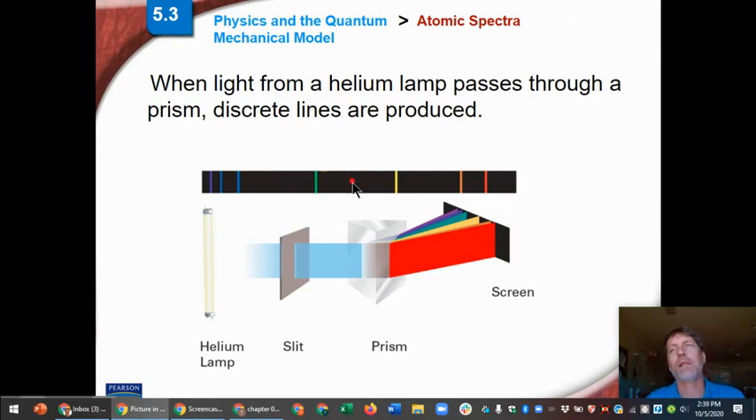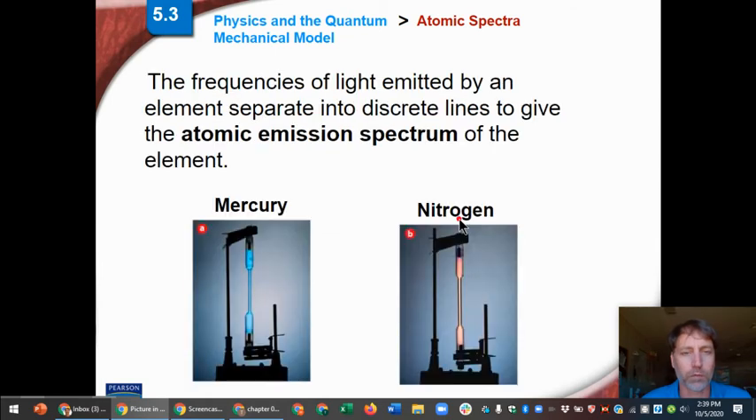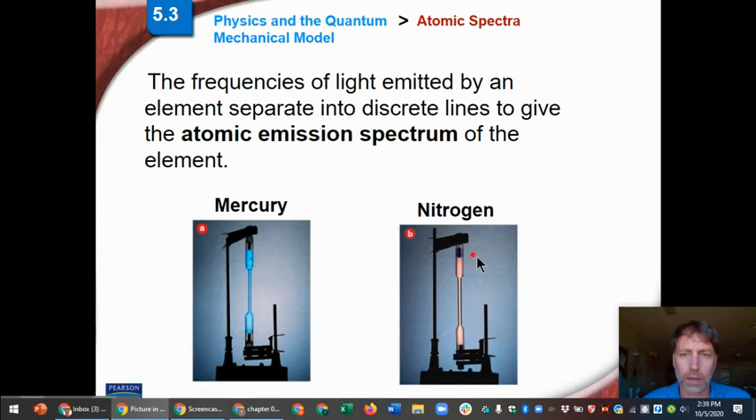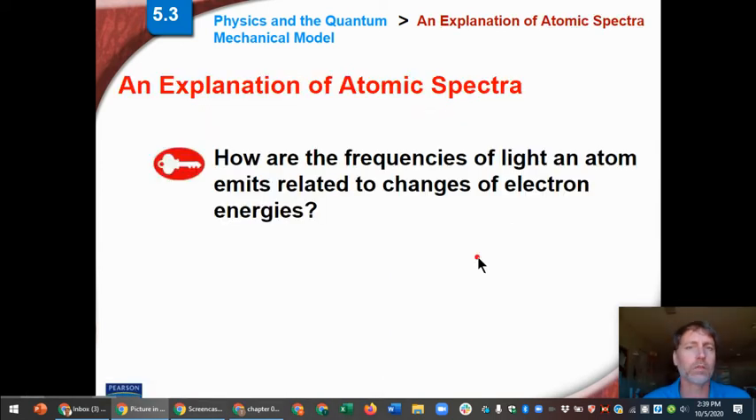I want you to think about atoms having distinct patterns of lines that they'll leave on the screen as they pass through a prism. So the different frequencies of light emitted by an element separate into their discrete lines, and those are called the atomic emission spectrum of the element. So, for instance, this is what mercury looks like when it's passed through a spectrum, and nitrogen. Okay, so here's the explanation.